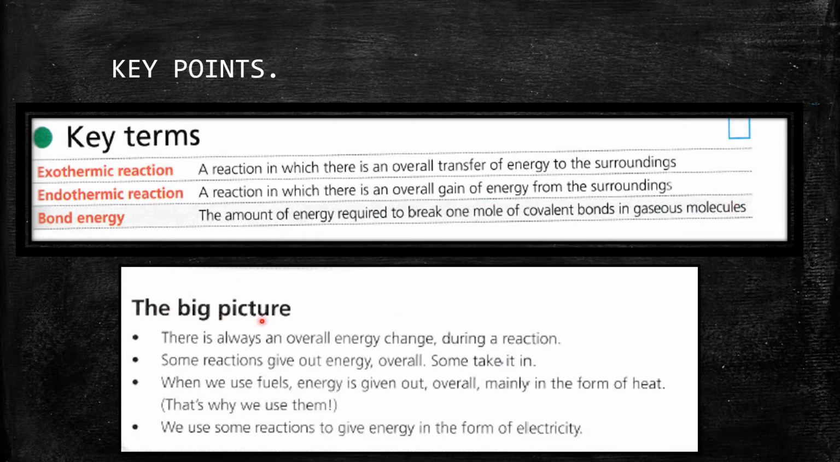So the summary, the big picture of these energy changes: there is always an overall energy change during a reaction. When exothermic happens, there are energy changes. When endothermic happens, there will be energy change. Some reactions give out energy overall, some take in. Some give out energy, exothermic, some take in, endothermic. When we use fuels, energy is given out overall, mainly in the form of heat. That's why we use them. We use some reactions to give energy in the form of electricity.